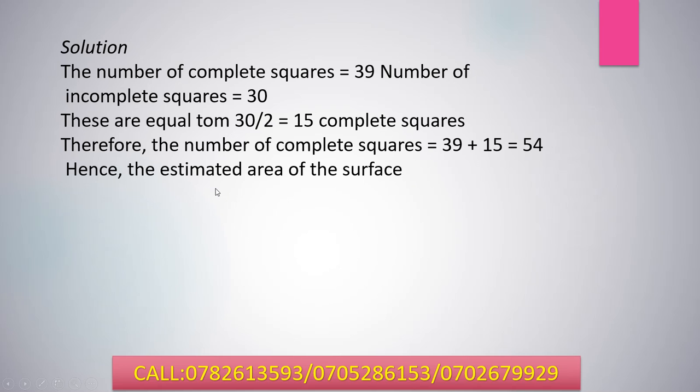So the estimated area therefore is 54 times 1. So the number 39 plus 15 shall get 54, and you shall get 54 times 1 and you get 54 centimeters squared. Now we call this an estimation because you cannot accurately determine the area of an irregular object. So by estimation we have roughly got the area of that surface we saw above as 54 centimeters squared.